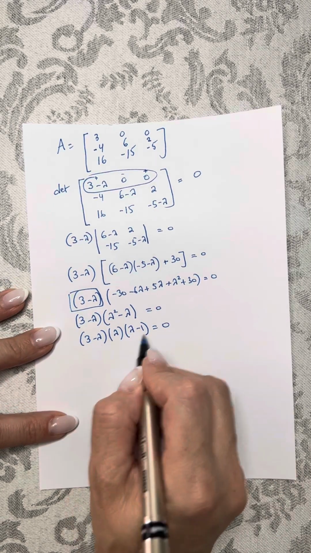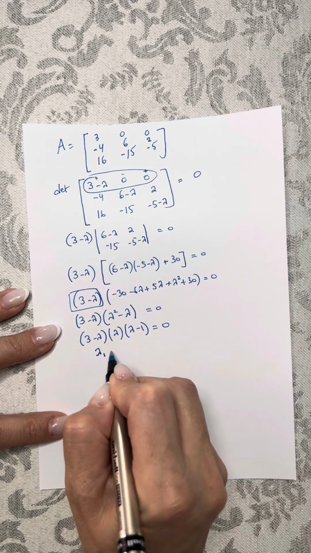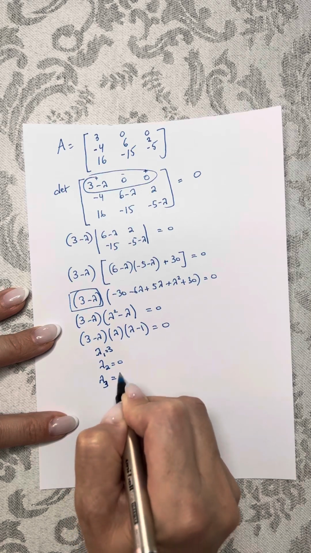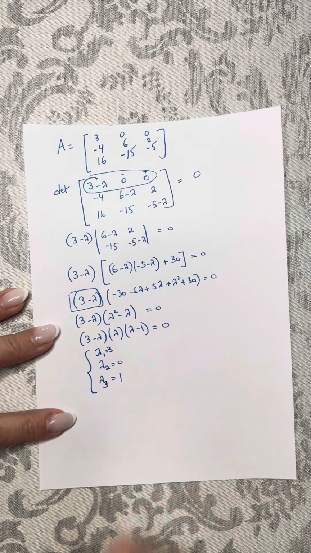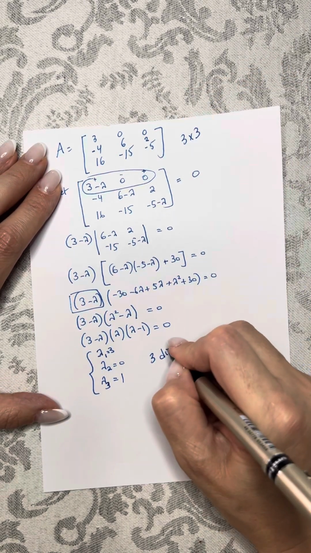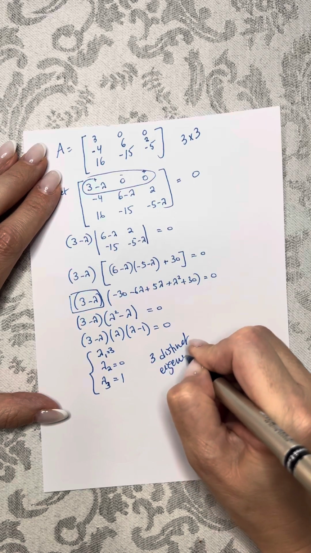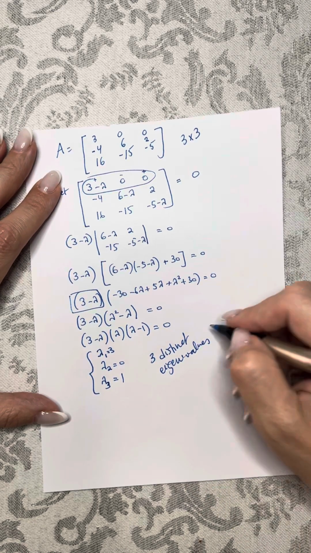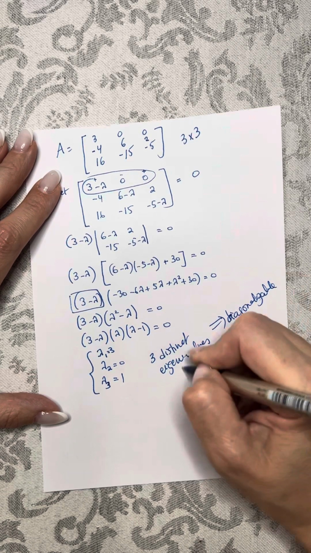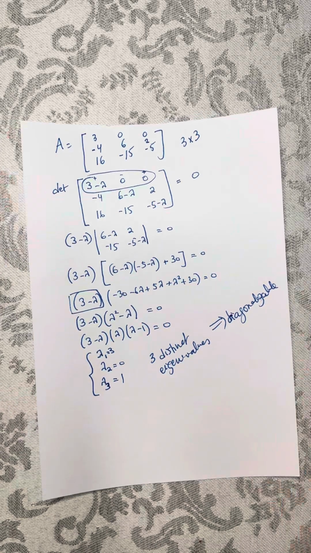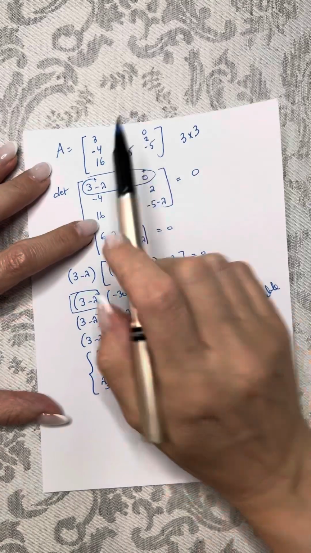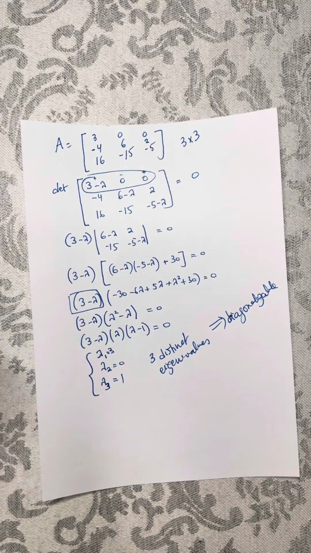So what are the lambdas that might be solutions? 3, 0, and 1. 3 eigenvalues. When I have a 3 by 3 and I get 3 distinct eigenvalues, this means by default, heads up, it's diagonalizable, because distinct eigenvalues give us linearly independent eigenvectors. And so by default, we will get 3 linearly independent eigenvectors, and this will be diagonalizable. Heads up before even continuing.